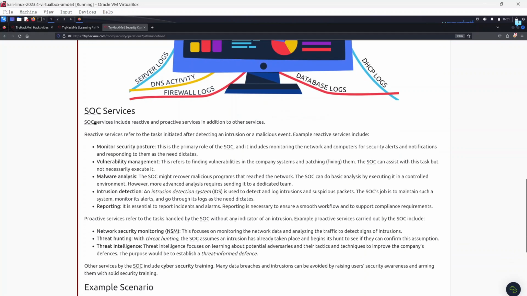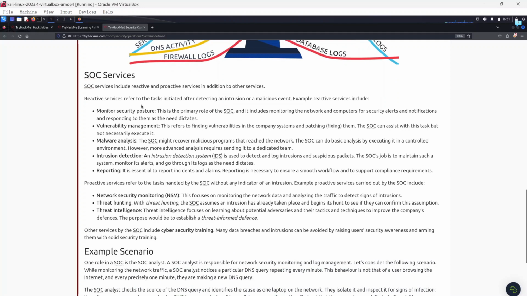Okay. Now, SOC services. Now, SOC services include reactive and proactive services in addition to other services. Now, reactive services refer to the tasks initiated after detecting an intrusion or a malicious event. Now, example reactive services include, one, to monitor security posture. This is the primary role of the SOC, and it includes monitoring the network and computers for security alerts and notification and responding to them as the need dictates.